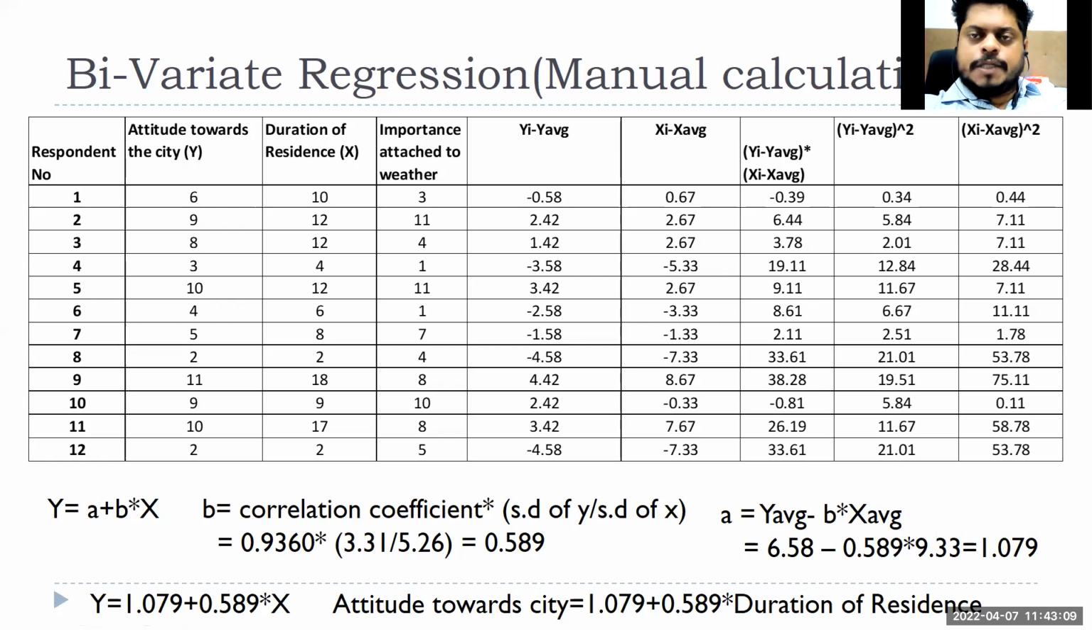Now my question is, if that is my equation, if somebody has stayed 20 years in that city, what will be the attitude towards the city? If my equation is 1 plus 0.6x, we will put x equal to 20. So what will be the answer? 20 multiplied by 0.6, that is 12, plus 1, 13, right? Is this correct or not?